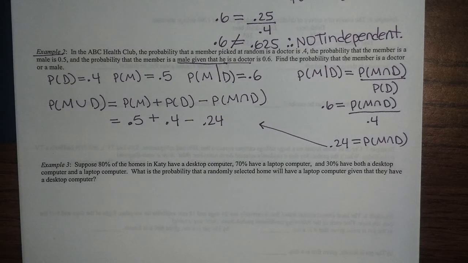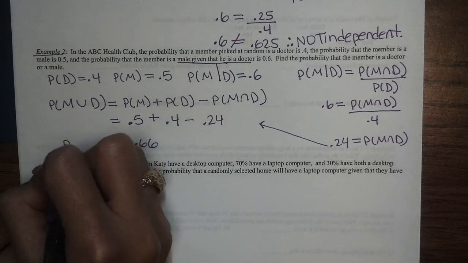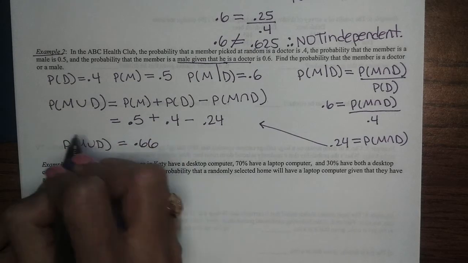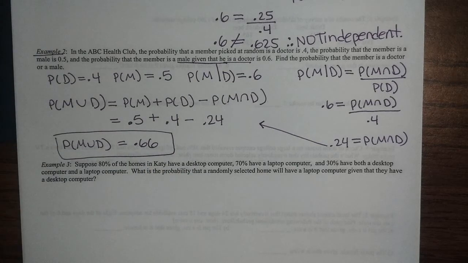And now use your calculator to find what are the chances somebody is a male or a doctor by adding male plus doctor minus the intersection. 0.66. So, number 2, final answer, 0.66.